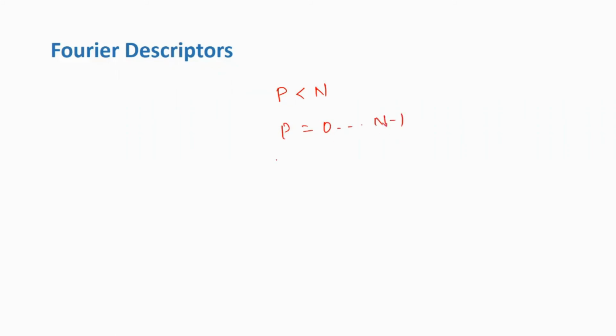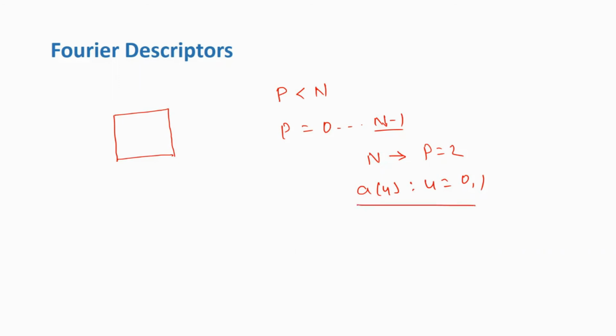Correct? Now suppose I am taking p equals 2. I am taking only 2 points. So this Fourier coefficient a(u) will take the values u as 0 and 1. It will start from 0, that's why you take n minus 1, right? So we can take 0 and 1, only 2 points. Suppose I have this rectangle. The original shape is a rectangle, right?